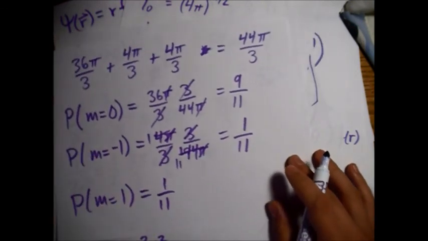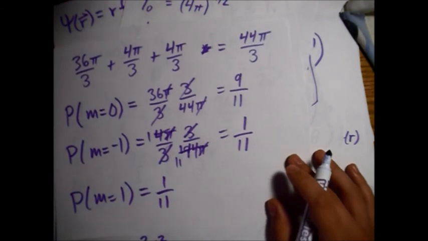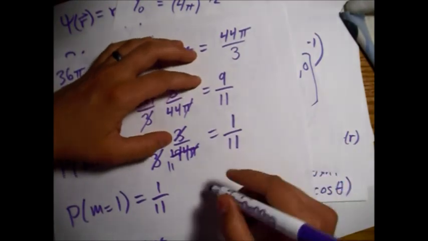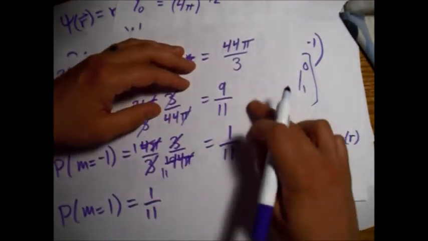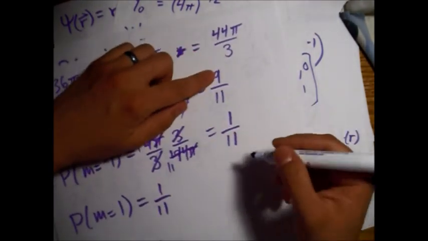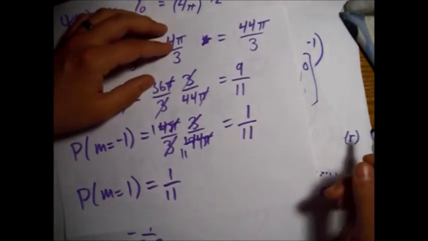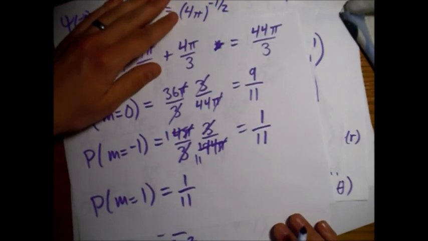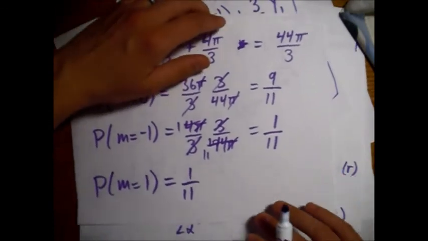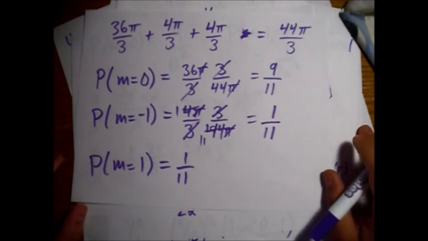All right, and when we take the sum of all of these, they should sum to 1, right? 9 plus 1 is 10, plus 1 is 11. 11 over 11 is 1. All right, so that's the end of this little adventure.